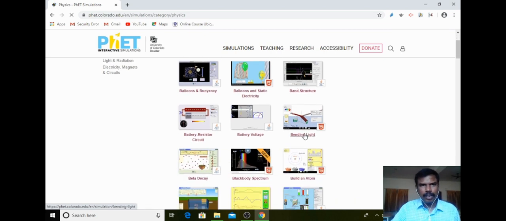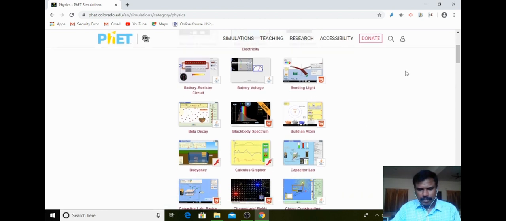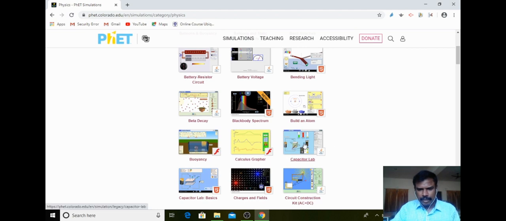It is not only for the basic science. You may think that it only helps school teachers. It is not true. You can use it for college or research purposes also. You can use this simulation from the basic concept to the advanced concept. You can learn by using this simulation. For example, you can see the capacitor lab.